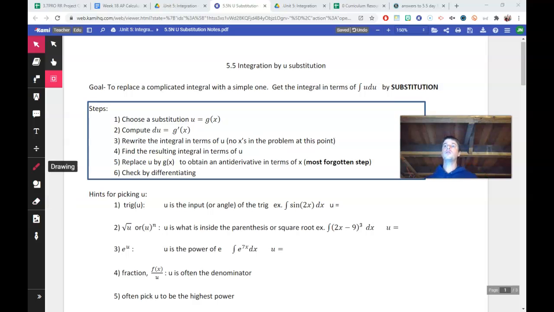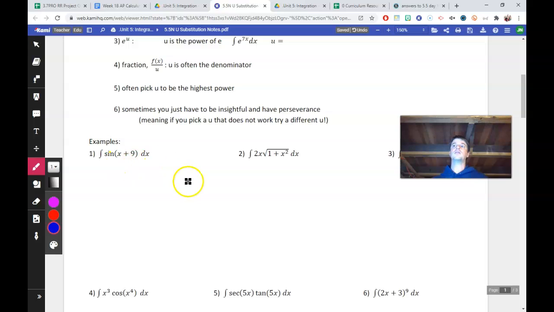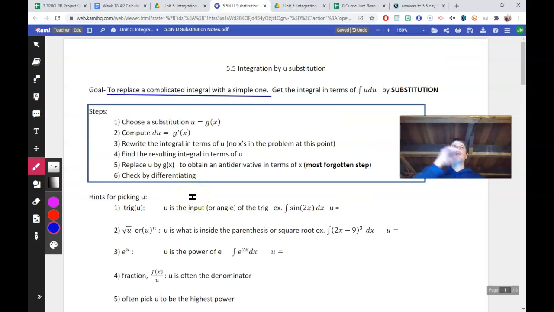So our goal throughout U substitution is to replace a complicated integral with a simple one, okay? So we want to turn it into one of the things that we know how to take the integral of, because a lot of these, as you look down here, we actually don't know how to. And I want to give you a brief overview. What we're really doing here is the chain rule in reverse, okay? But I have a few steps to make it a little easier for you.